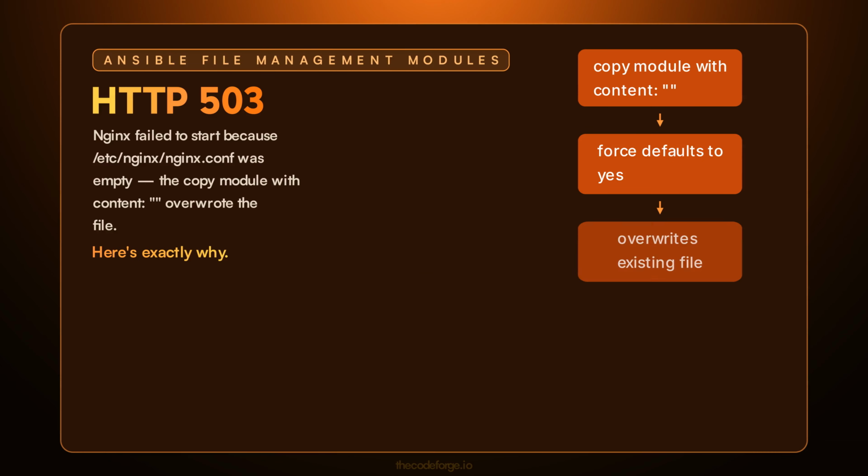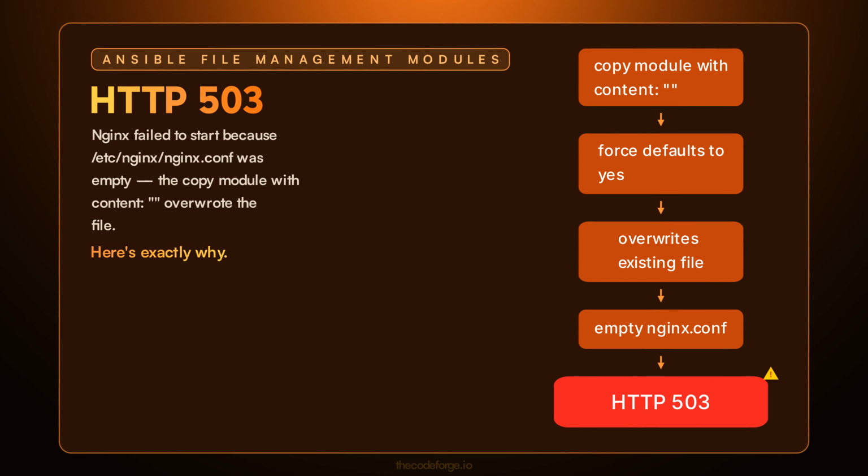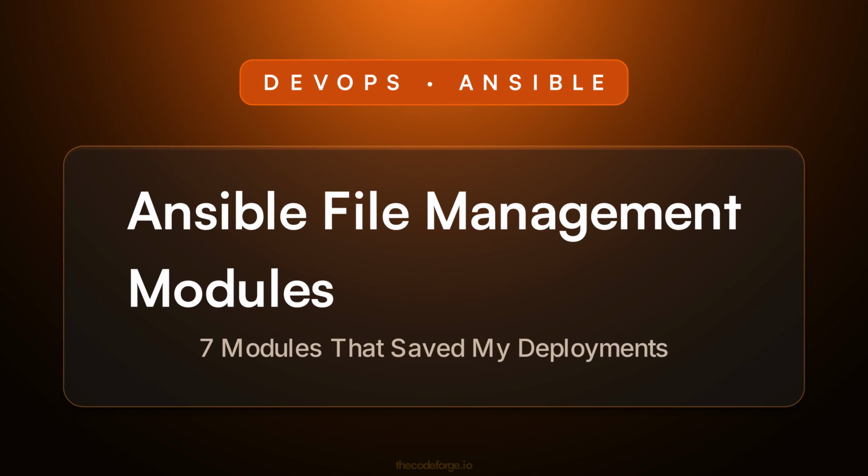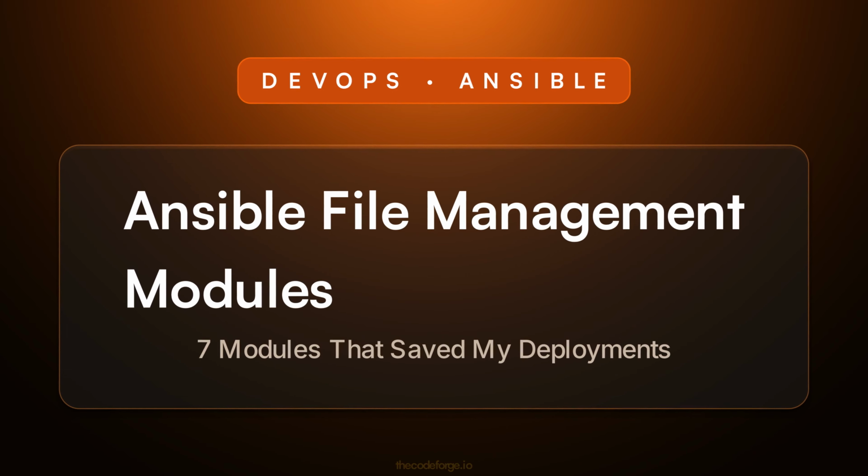All web servers returned HTTP 503. The culprit, an empty nginx.conf. The copy module's content parameter overwrote the file instead of leaving it untouched. Let's break down Ansible File Management modules, how they work, and the exact mistake behind that failure.